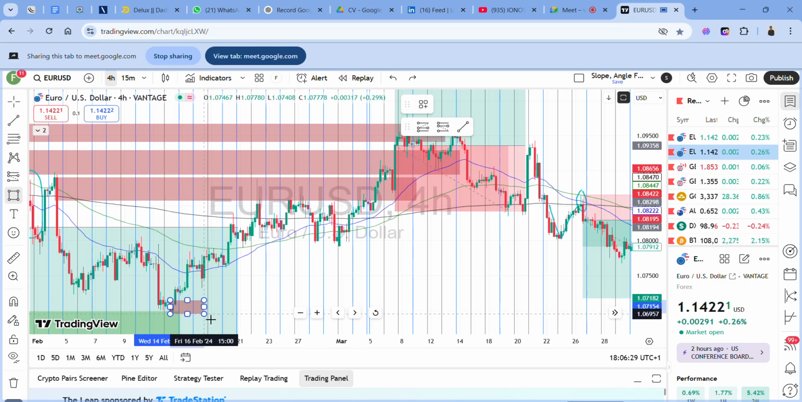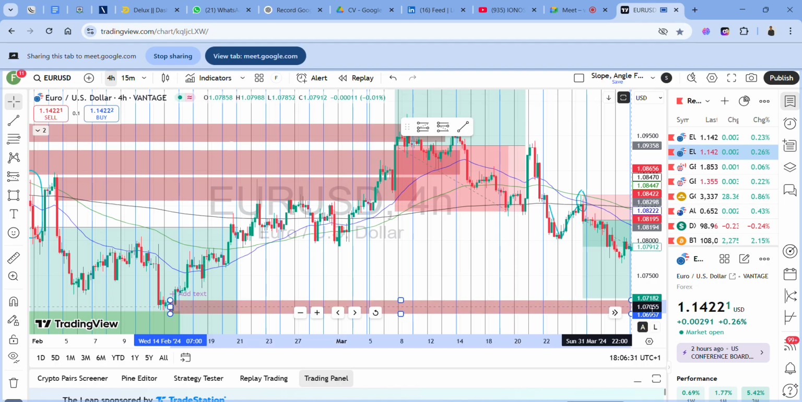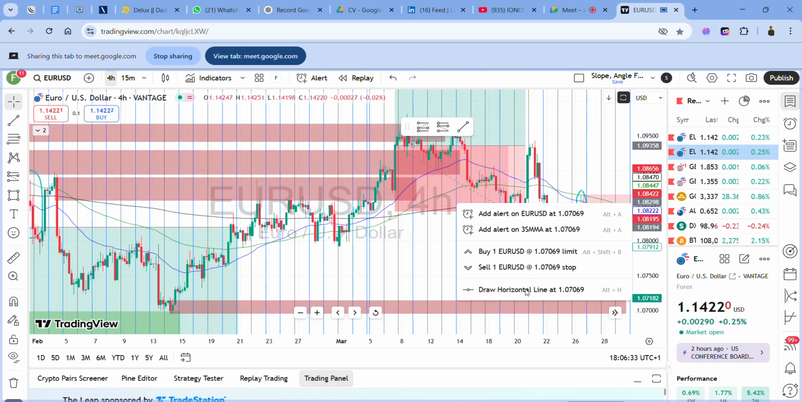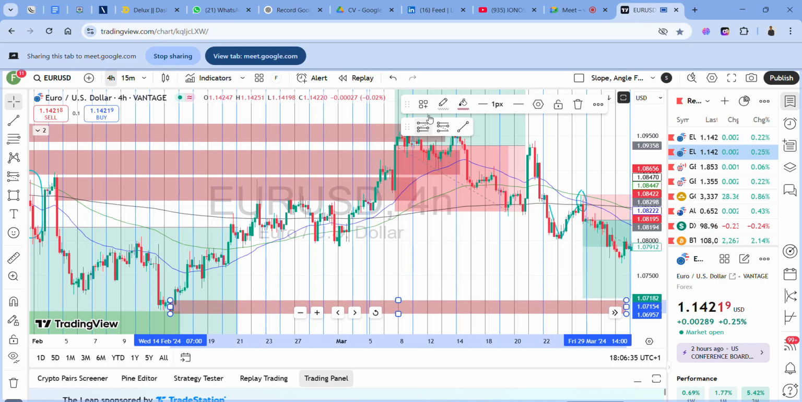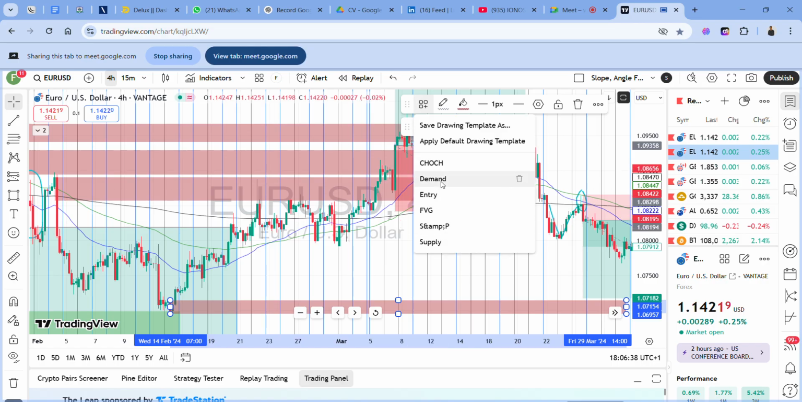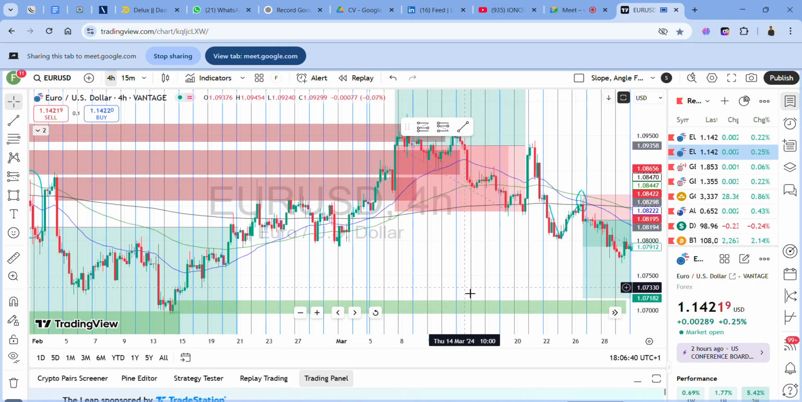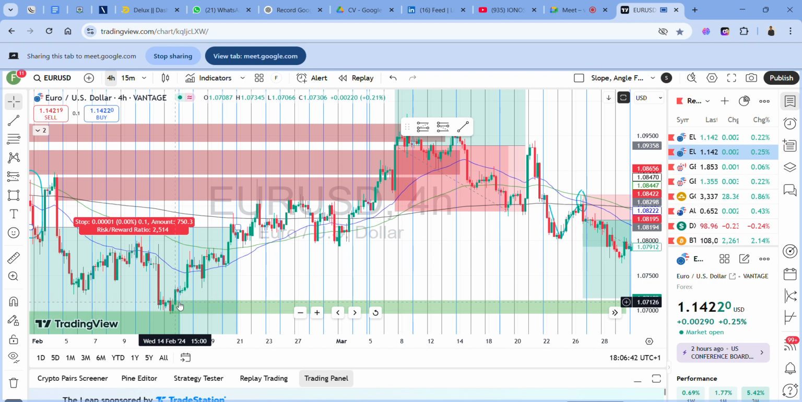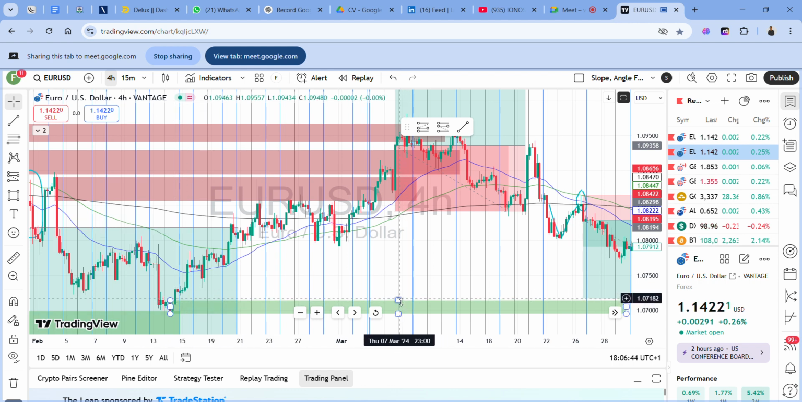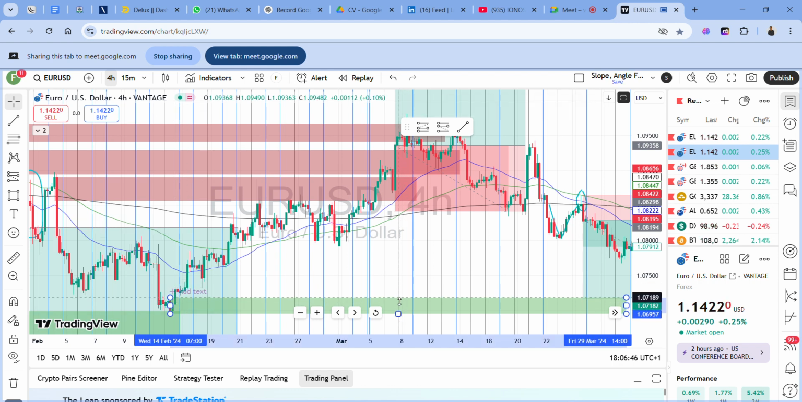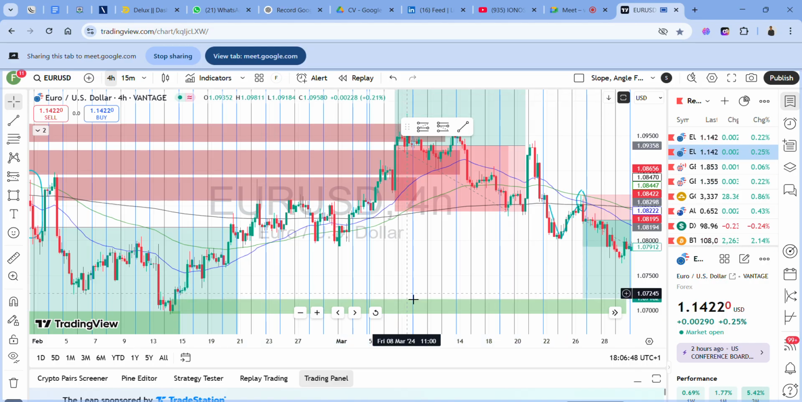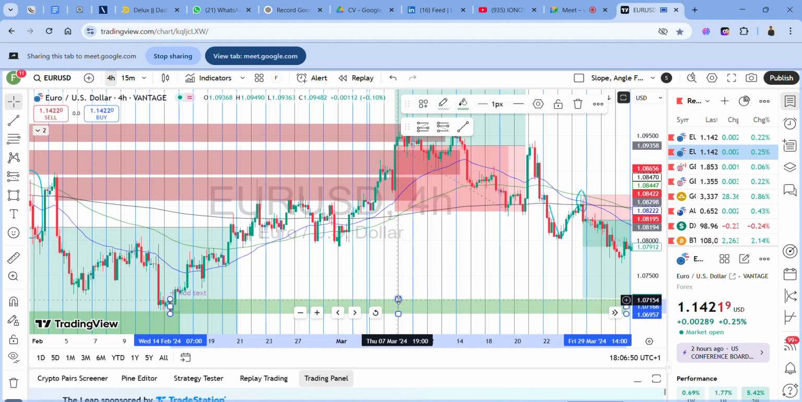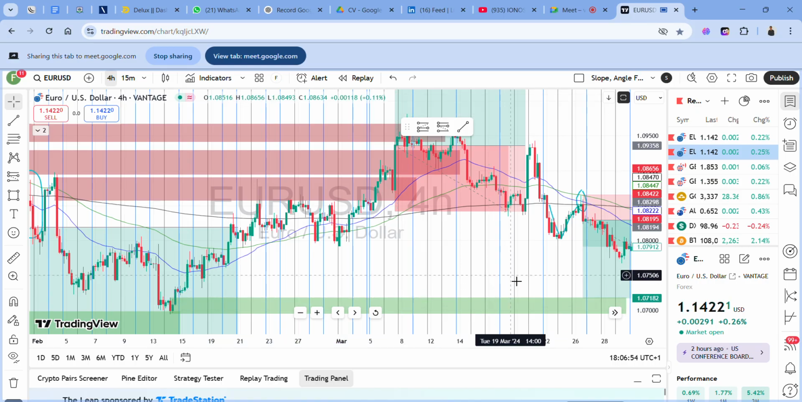This is the demand level here. Okay, so for the demand level, we have to give it a good color. It's actually this green. This is a demand level. It is not actually extended. You have to get the candle's wick as well, not just the body. Keep going for the wick. So this is our demand level.